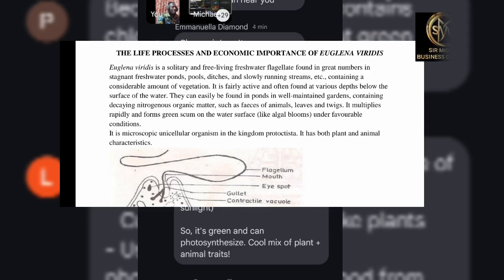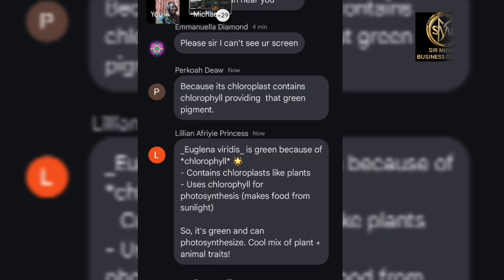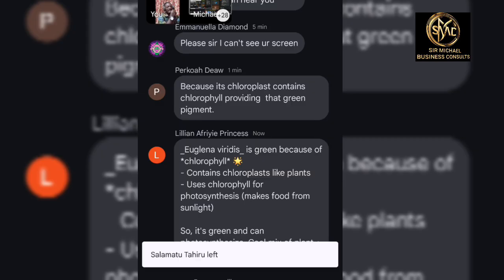So that means the green color over there signifies presence of chlorophyll, and that gives it the opportunity to perform the plant-like feature. So someone said Euglena is green because of chlorophyll. That is very, very good, because it contains chloroplast like plants, and they use the chlorophyll for photosynthesis. So that is the best answer you can provide, because it contains chlorophyll, and chlorophyll has the greenish color.